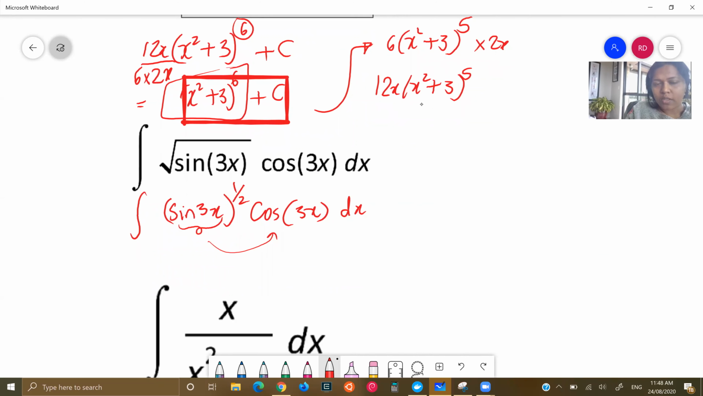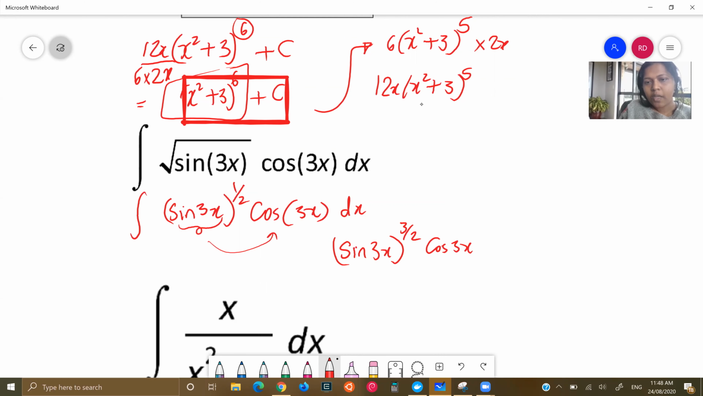So I'm going to add 1 to the power. So half plus 1 is 3 over 2. I'll leave that there for now. So I've got to divide by 3 over 2, so I'm going to be timesing by 2 over 3, because dividing by 3 over 2 is times by 2 over 3. And I've also got to divide by the derivative of what's inside. It's not just cos 3x, it's 3 cos 3x.